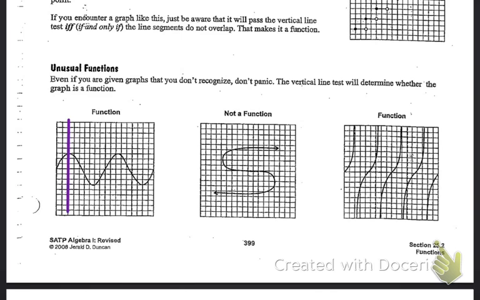So we can see that graph number 1, wherever I put a vertical line, it passes. But look at the second one. It does not pass the vertical line test. It's actually touching 3 points here. And then we have our last one. Wherever I put a vertical line, it should only touch 1 point. And it is a function.